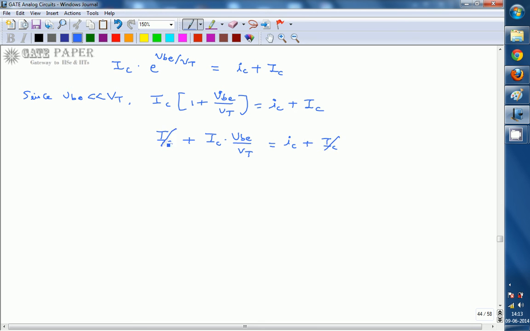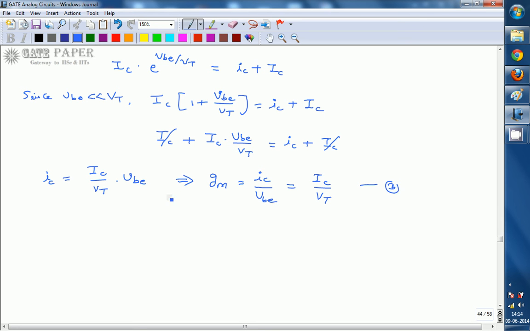Capital IC gets cancelled. So small ic is equal to capital IC divided by VT into vbe. From this you can write the transconductance gm, which is ic divided by vbe, equal to IC by VT. This is one important equation, the third equation: transconductance can be defined as IC by VT. This is the theory behind how you get this one.